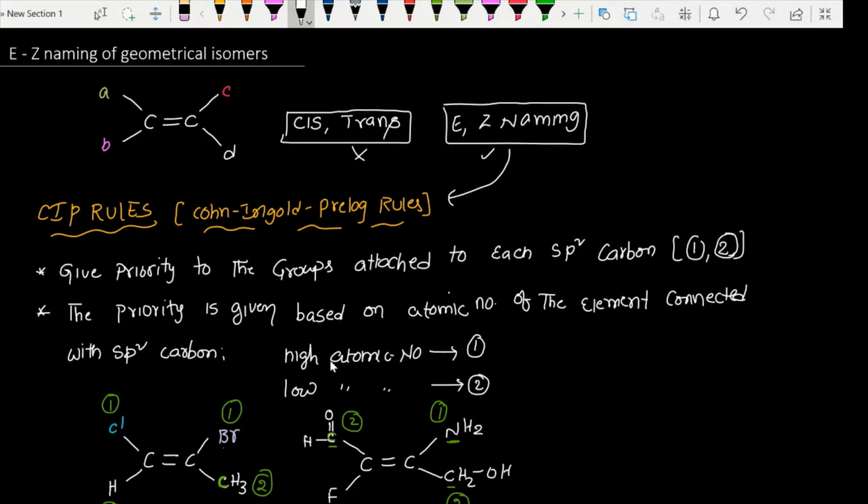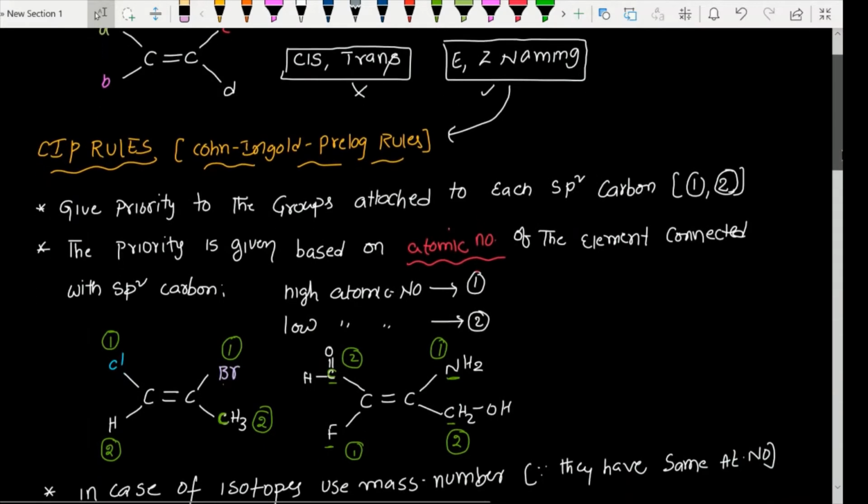That depends upon their atomic numbers. So the main criterion we are following is the atomic number of the element connected with the sp2 carbon. Based on the atomic number of the element directly connected, you can give the priorities. The highest atomic number is priority 1 and the lowest atomic number is the second priority.